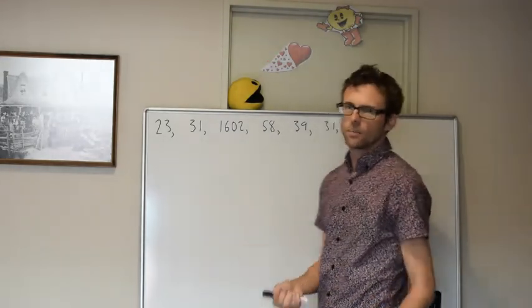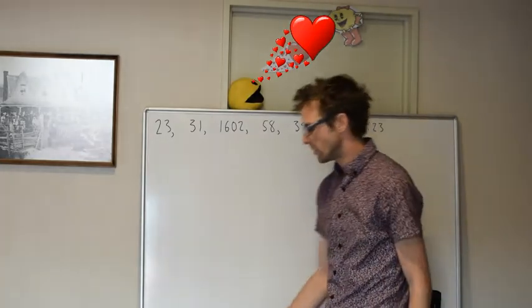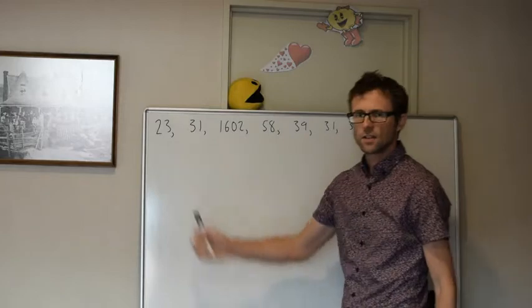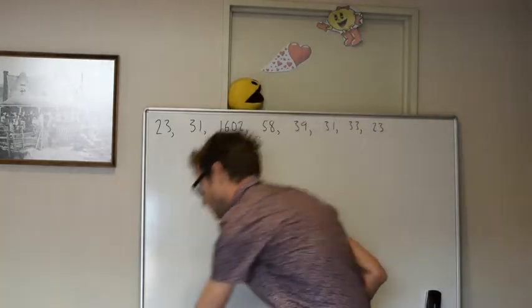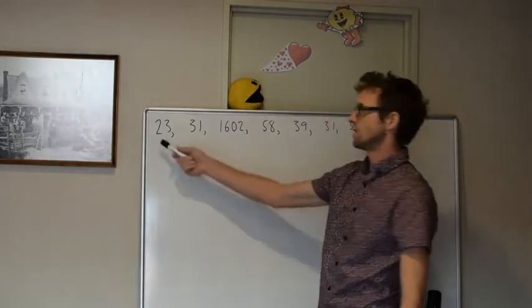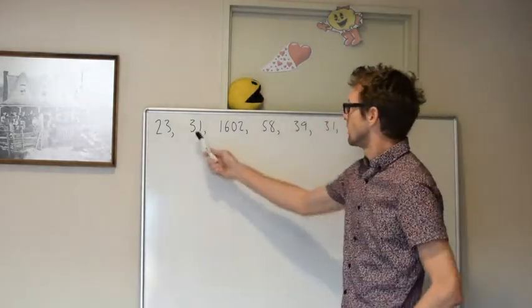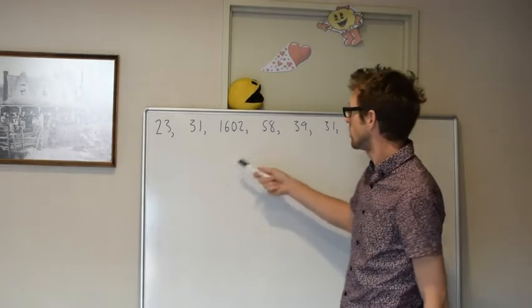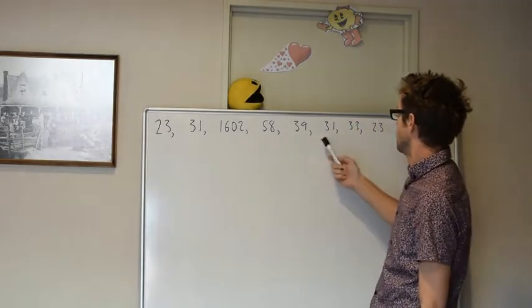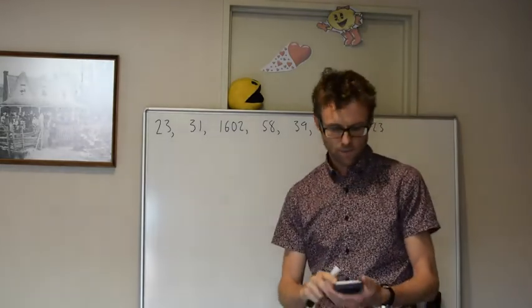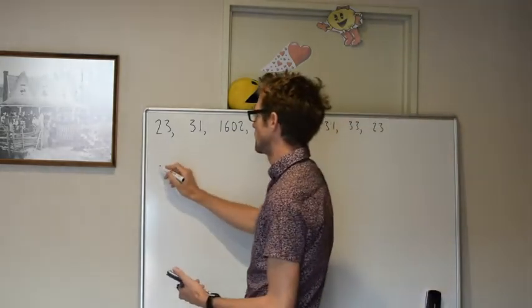Okay, so I'm going to look at question 1 from exercise 6I, and here we have the amounts saved by 8 different friends during the course of the year. So friend 1 saved $23, friend 2 $31, friend 3 $1,602, and so on. Now we need to find the 3 different measures of spread.